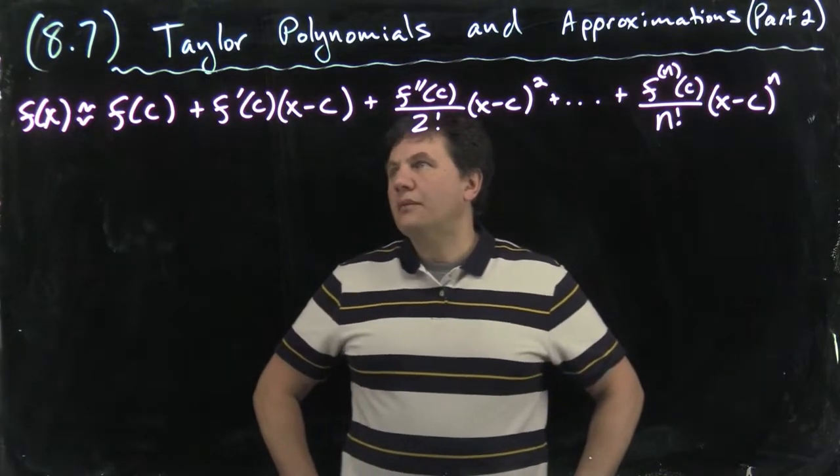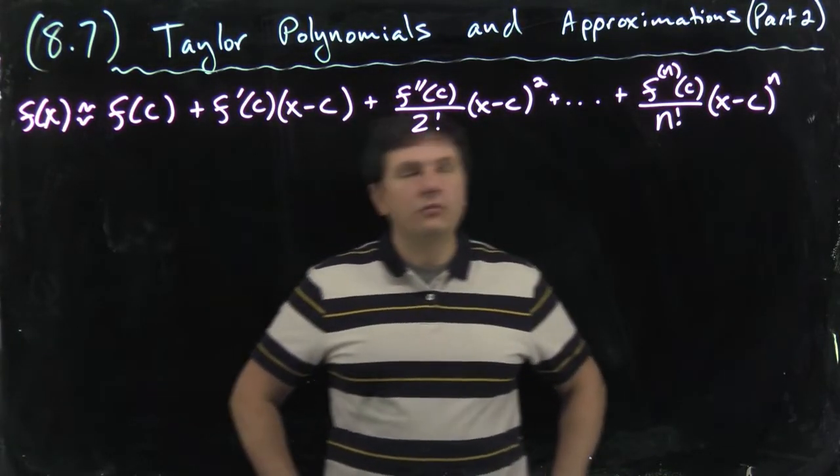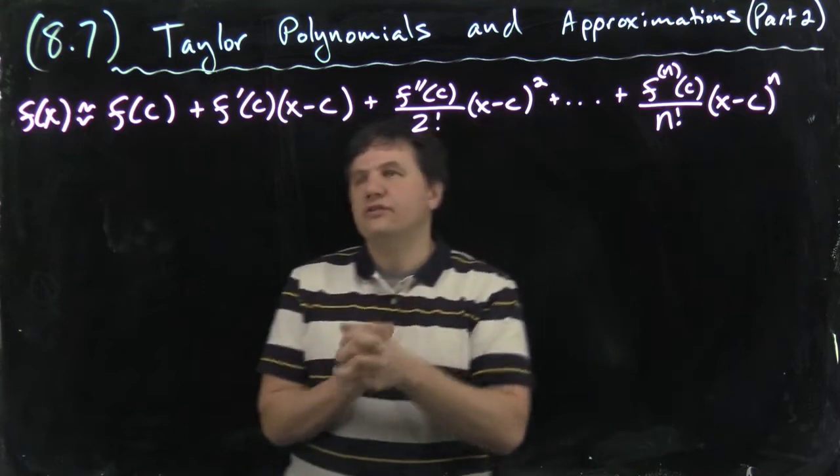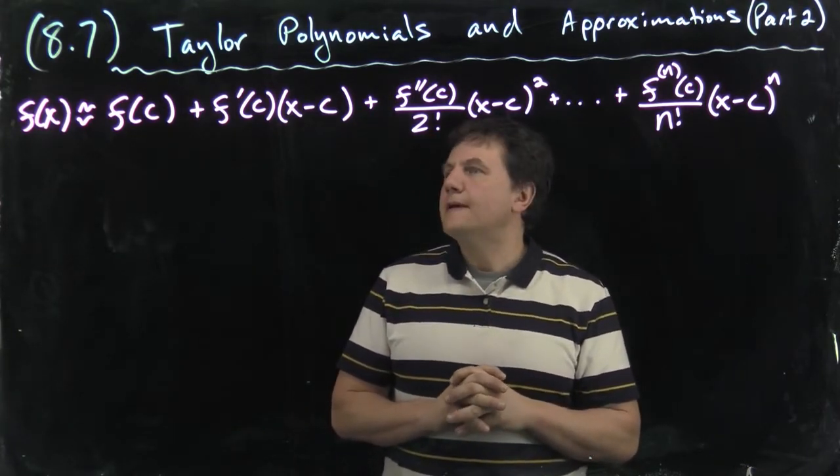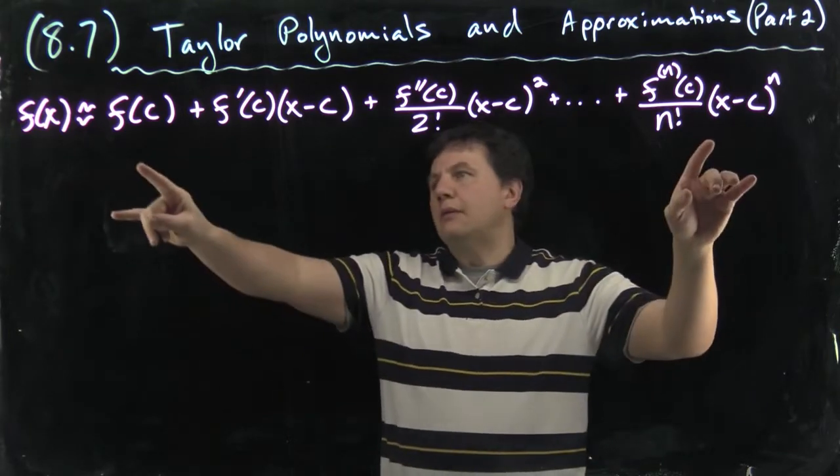All right, I'm going to talk about 8.7 Taylor polynomials and approximations. This is actually the second part of this section. We talked about the other part in class. So this is actually what we came up with in class.